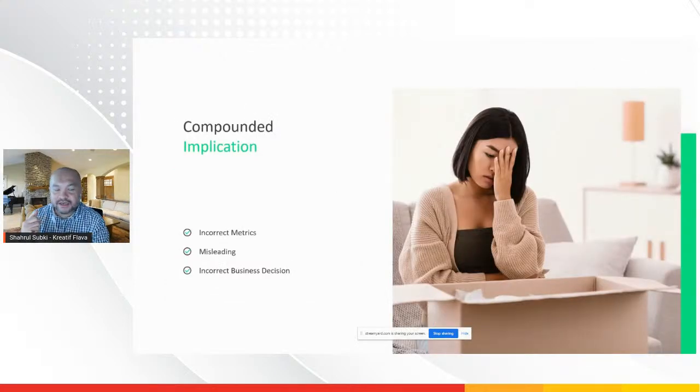Compounded implication. From that data, if you have an incorrect metric or misleading information, it will lead to an incorrect business decision, right? That's why data is important, so that you will not make an improper, meaning incorrect, decision for your campaign or something like that. Okay.